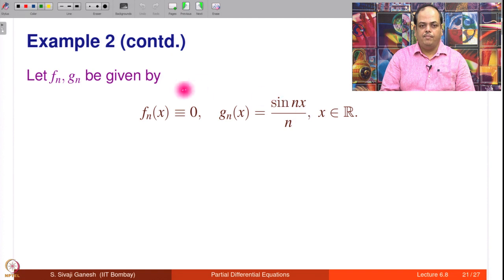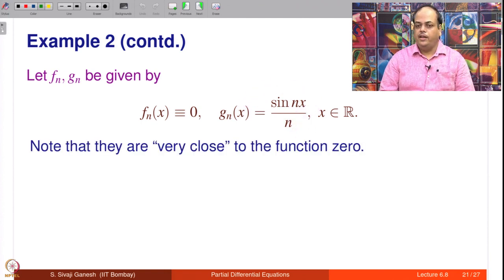Let f_n, g_n be given by f_n identically equal to 0, g_n(x) equal to sin(nx)/n for x in R. Why are we taking f_n equal to 0? Because if something fails, it fails magnificently. Therefore, we consider only g_n. Note that they are very close to the function 0. It is very obvious, one is anyway 0. This uniformly goes to 0. |g_n(x)| is |sin(nx)/n|, which is less than or equal to 1/n, that goes to 0. So, the g_n's for large n are very, very close to the function 0.